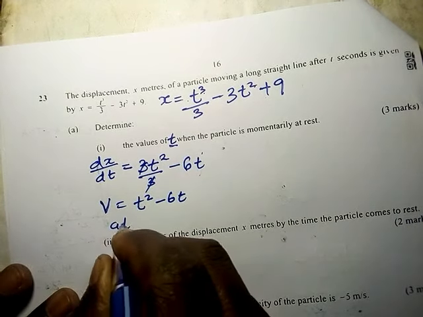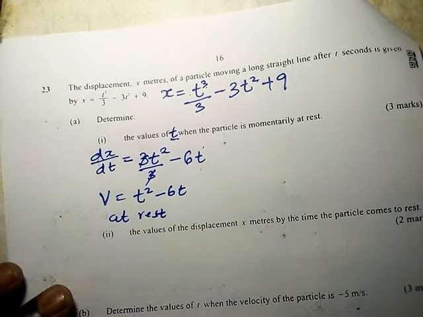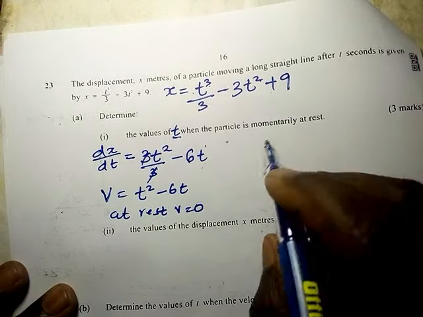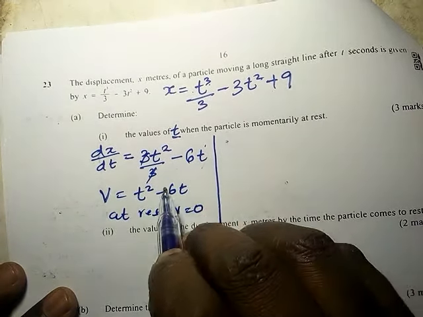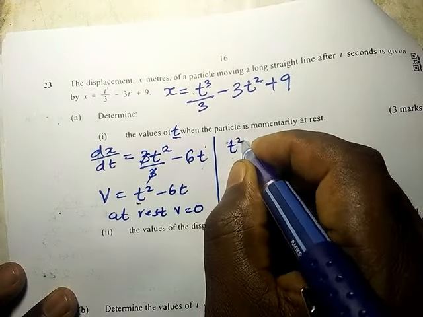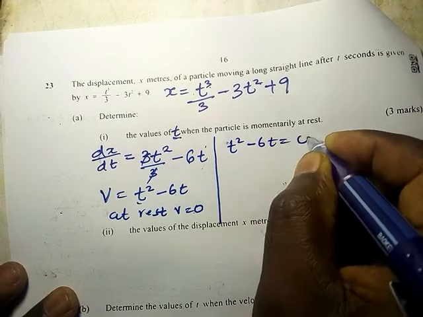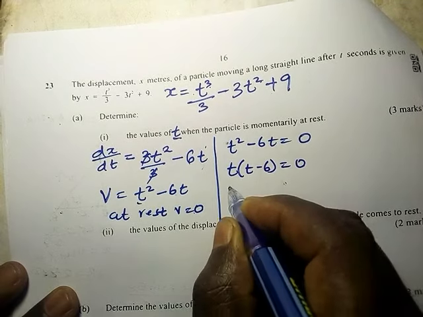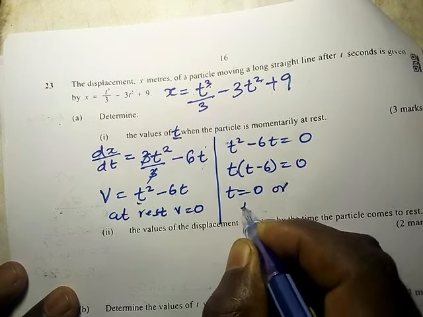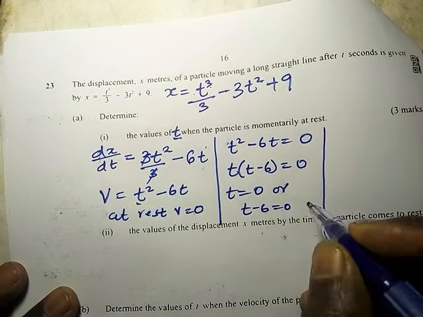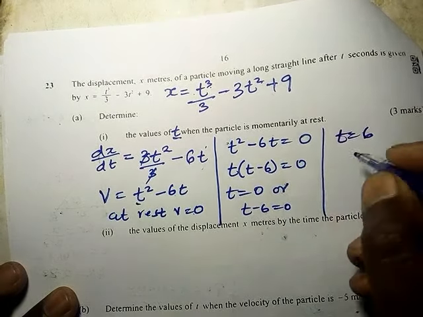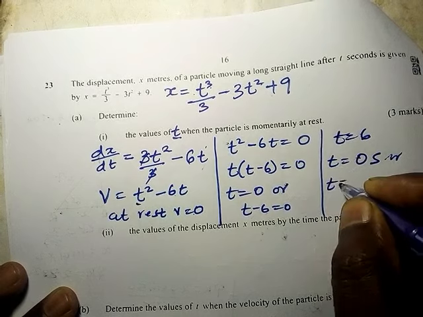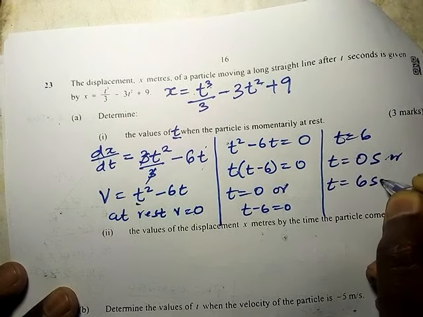But at rest, velocity is equal to 0. Momentarily at rest, velocity is equal to 0, meaning we are going to equate this velocity with 0. t square minus 6t is equal to 0. We can factor out t. We have t times t minus 6 is equal to 0, meaning t is equal to 0 or t minus 6 is equal to 0. And this one is going to be t is equal to 6. So time is going to be 0 seconds or time is equal to 6 seconds.